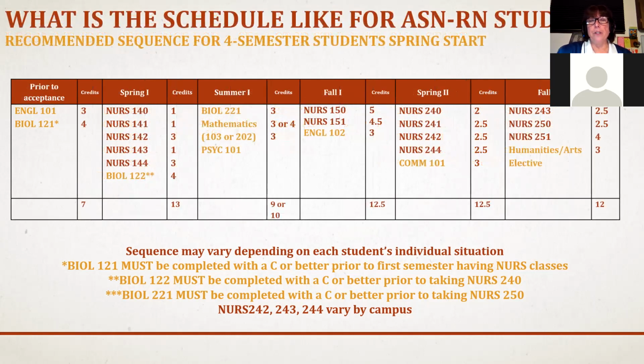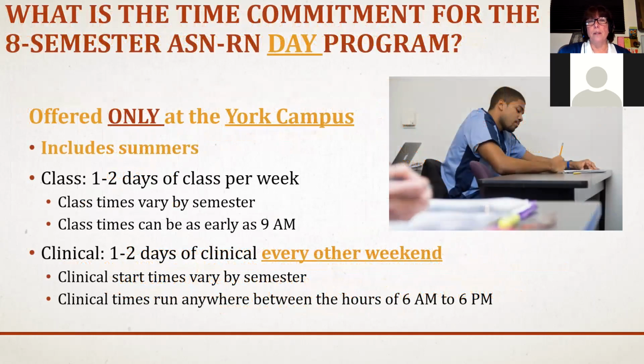Taking a look at how that would change for a student who came into the spring, you can see that this student would be coming in the spring of 2022. They would have the summer of 2022 off. They would be here for the fall of 2022, the spring of 2023, and they would graduate in December of 2023, at the end of the fall semester. So that's the 4-semester program.